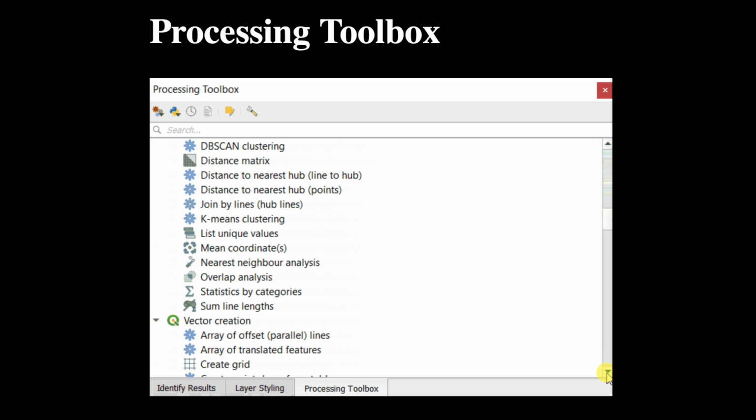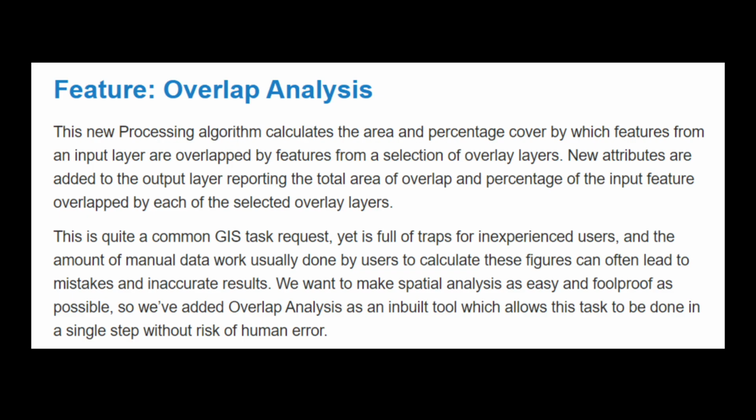So I like all the ones that have the Q. It's solid. More problems arise when I'm trying to run a Saga tool, for example, or the grass tools from within QGIS, because those were designed for a different environment. So the QGIS tools are nice and solid.